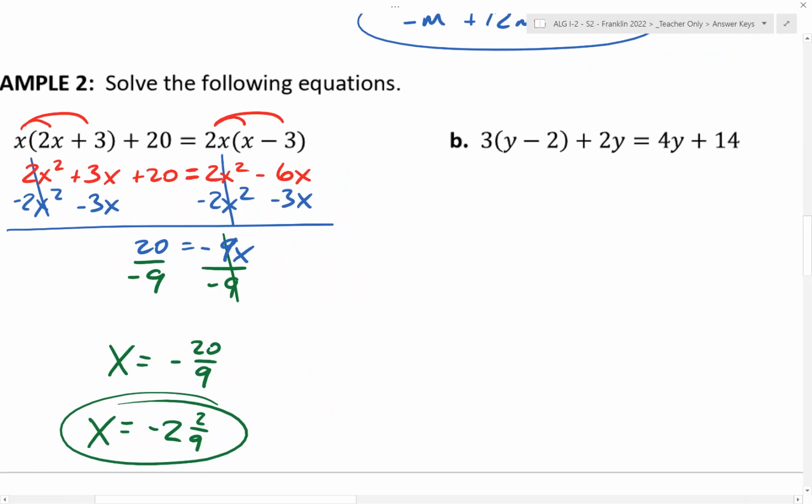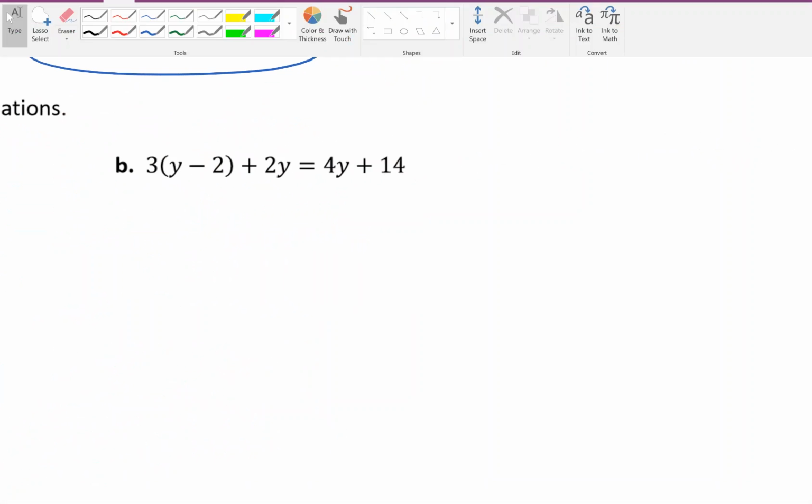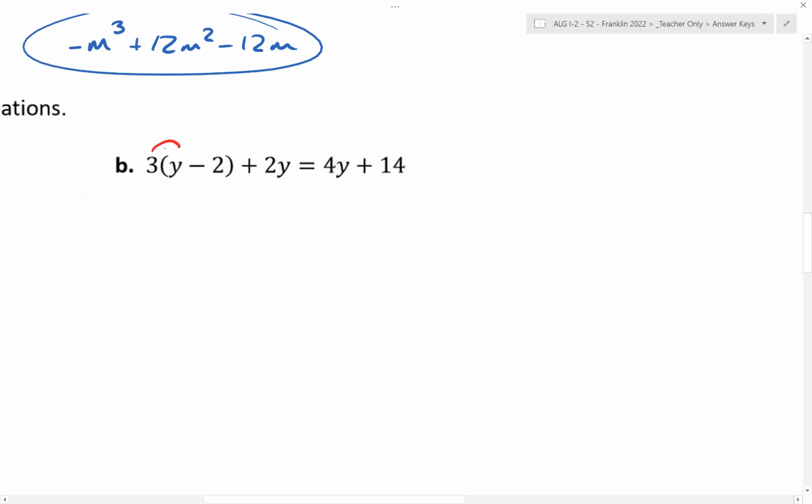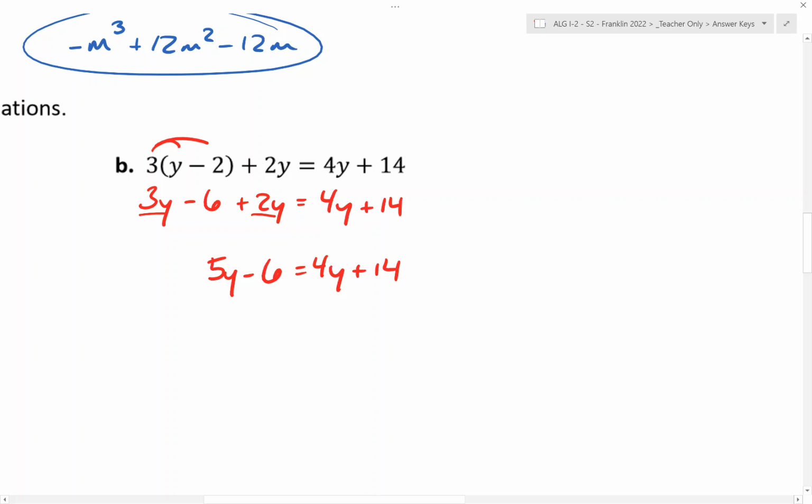Let's go on to example B. Let's distribute this 3, and that's it. So 3y minus 6 plus 2y equals 4y plus 14. So first we can combine these. So that's 5y minus 6 equals 4y plus 14.